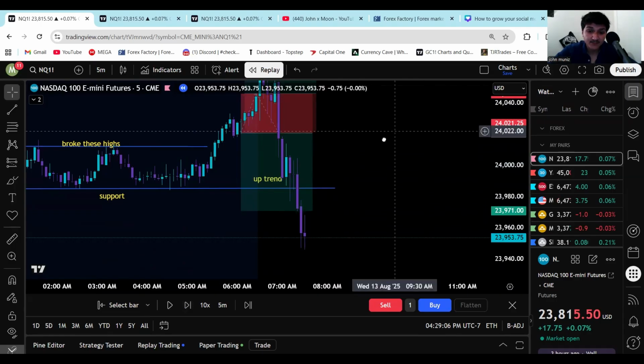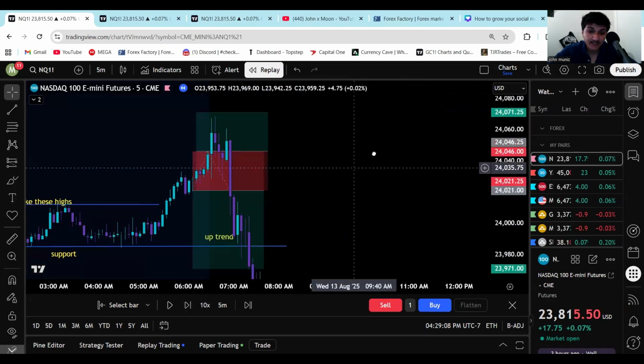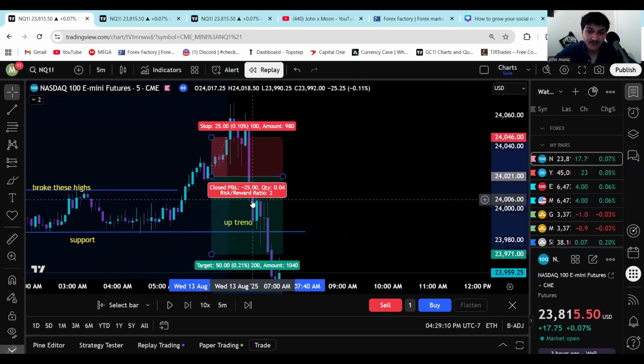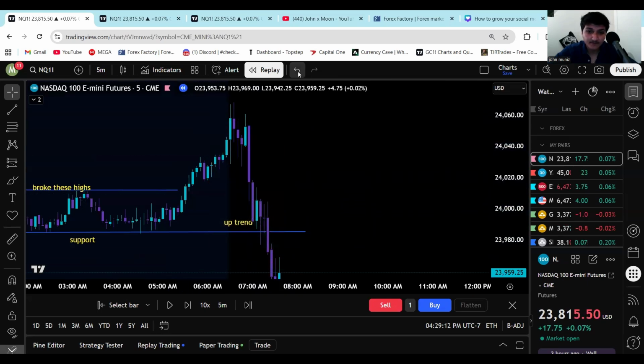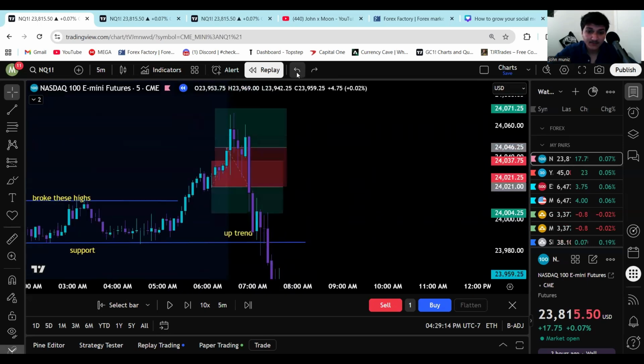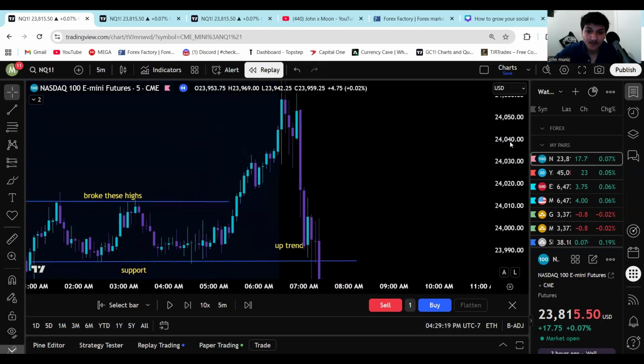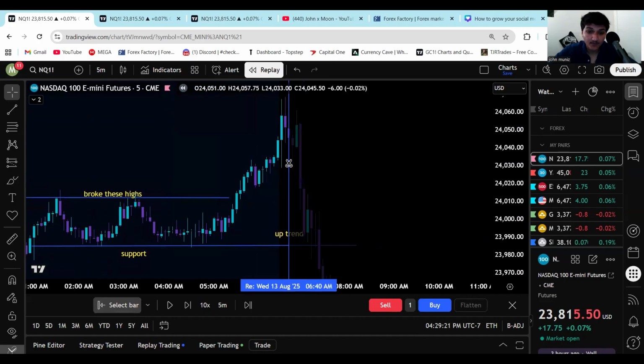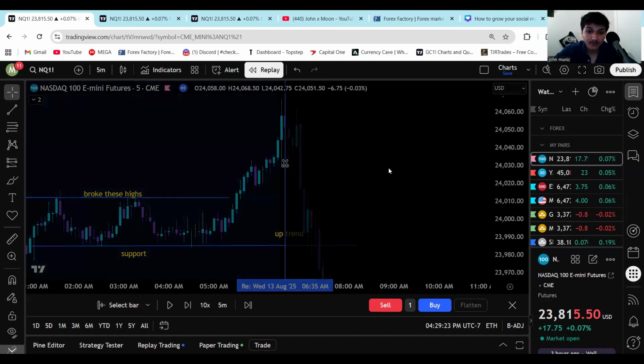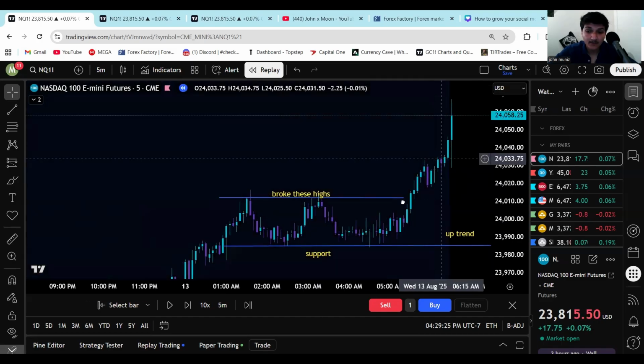But yeah, pretty much this setup. It didn't continue up. It did exactly what I said it was gonna do. I thought it was gonna do the opposite, but I forgot. But as you can tell, we literally did exactly what I said we were gonna do before market open, when the market opened. Oh my, the lag.